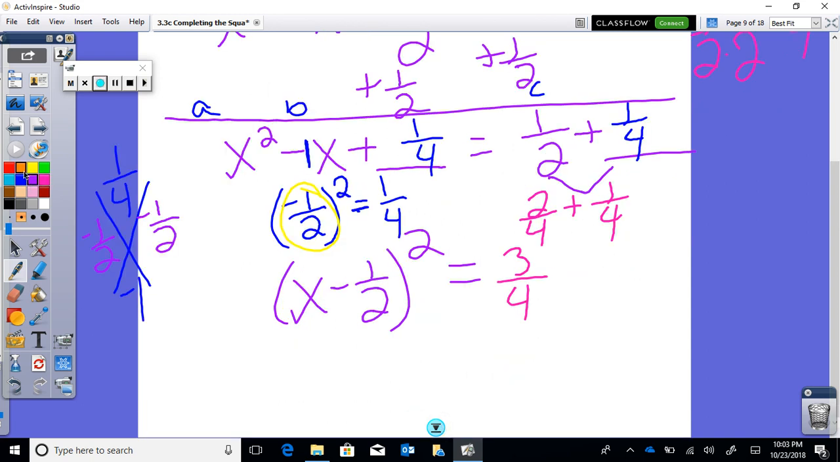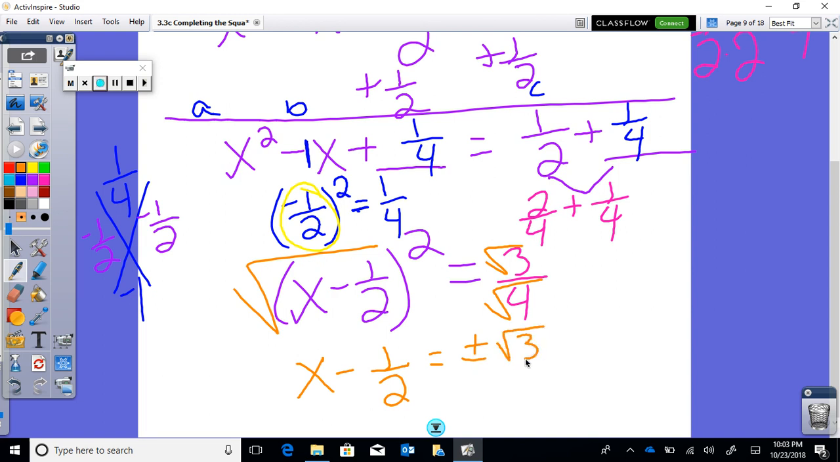Now you can square root both sides. And when you square root a fraction, remember you should square root the top and the bottom separately. Over here, you're left with x minus 1/2 equals, square root of 3 is irrational, so we leave it as the square root of 3. The square root of 4 is 2.